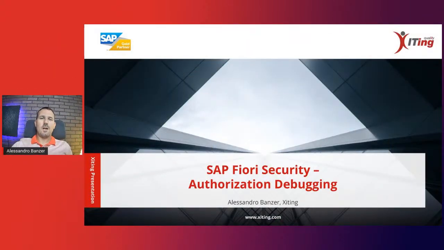As always, I have a couple of slides prepared, so we're going to go through a couple of slides. And then I also want to jump into the system to show you a little bit more specifically in a live demo how we can find out certain things that are related to authorizations. And specifically, if there are any issues, something like SU53, how can we do that in Fiori? How can we see what services are not working properly, and so on?